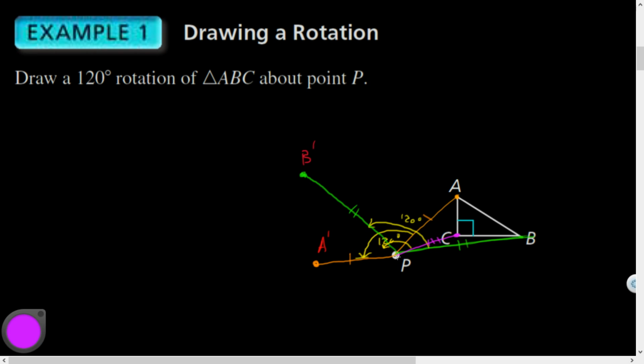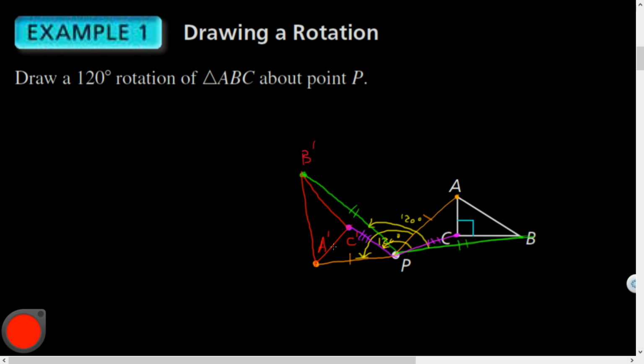And I would then measure out the same distance. I have a straight line. And that would be C prime.